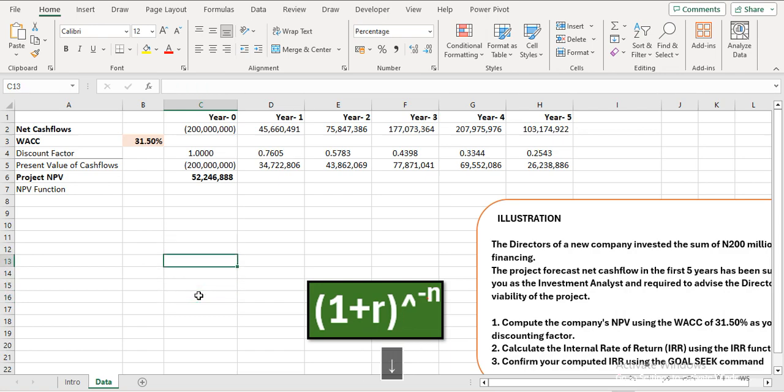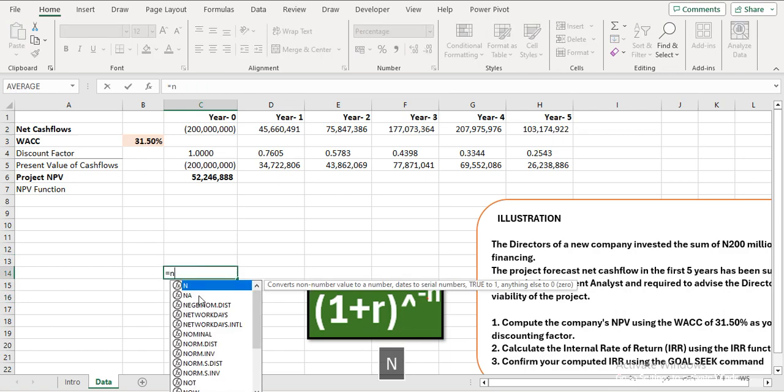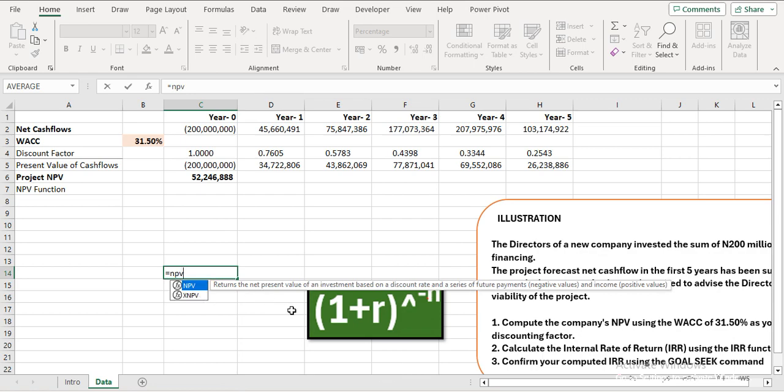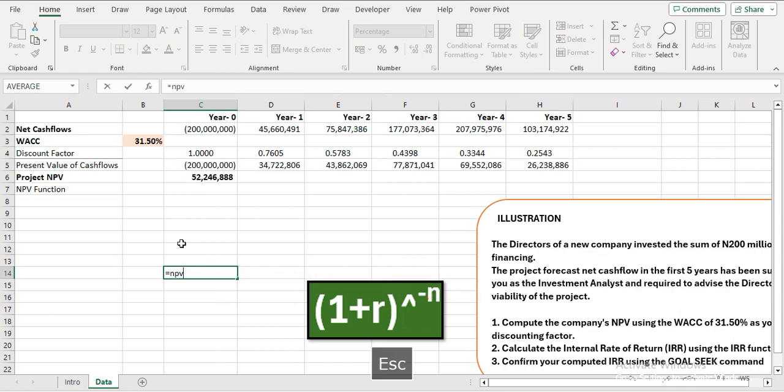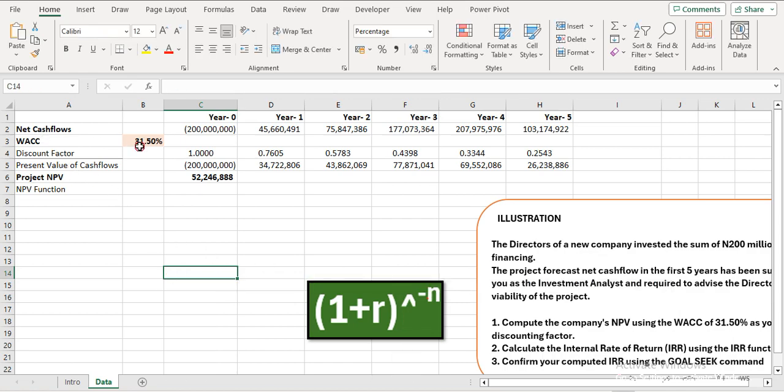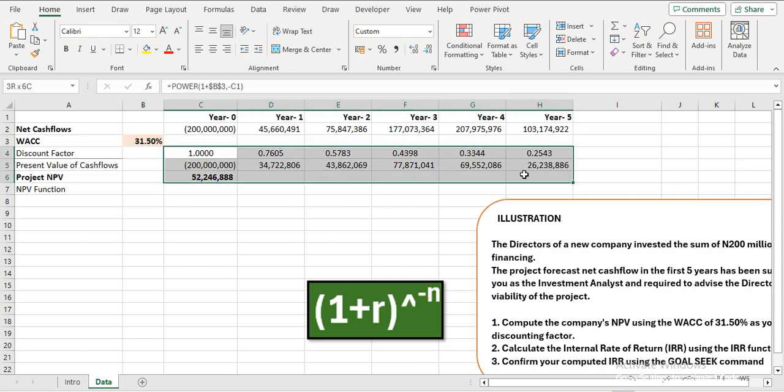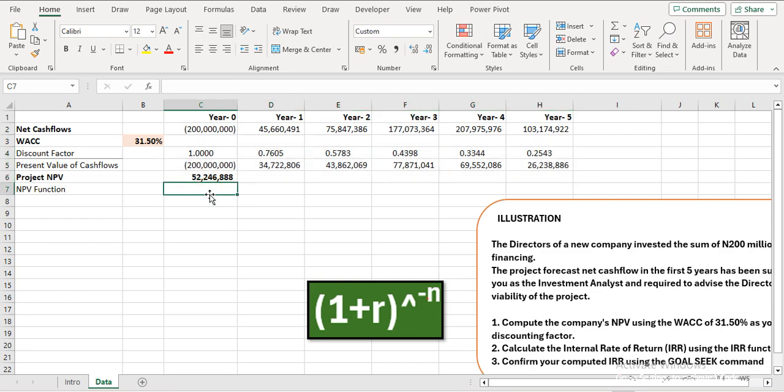There's an NPV function right inside Excel. So if you type NPV, you will see the NPV function there. And what are we told? It returns the net present value of an investment based on a discount rate. Cool. We already have a discount rate, which is this, 31 plus this. So I may not bother to do the whole of this one. I'll just walk straight with my NPV and I should get the same 52.2.